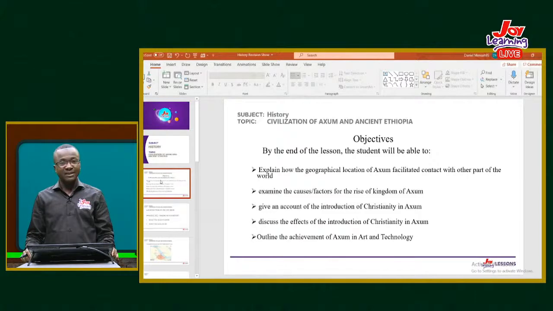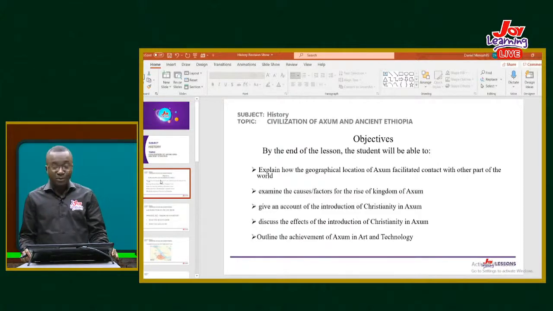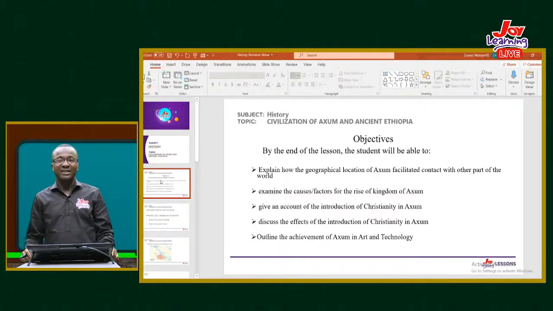And before the lesson closes, we'd be able to outline and look at the various achievements of Axum in art and technology. So you can see we have a detailed discussion tonight, and we're going to look at various aspects of the Axum kingdom and their civilization.